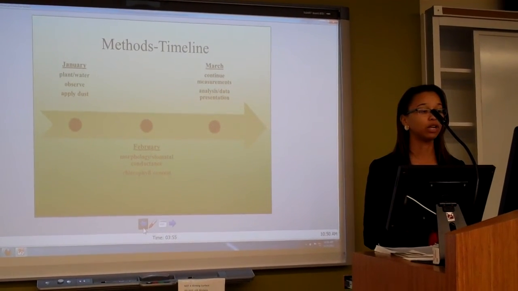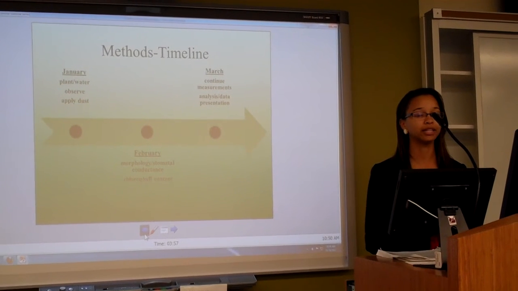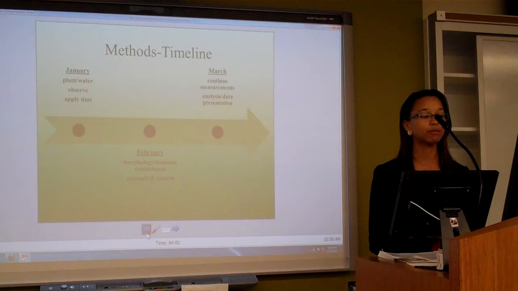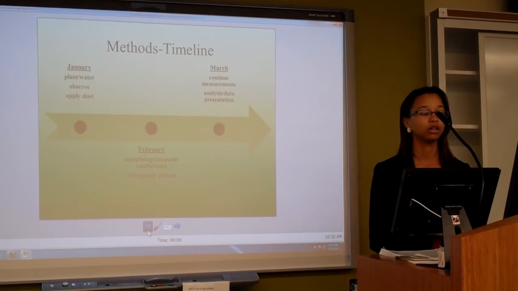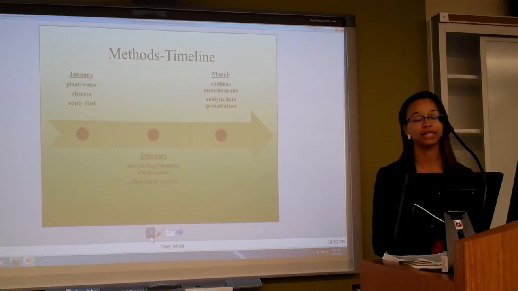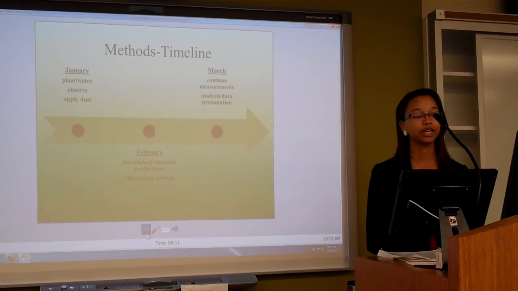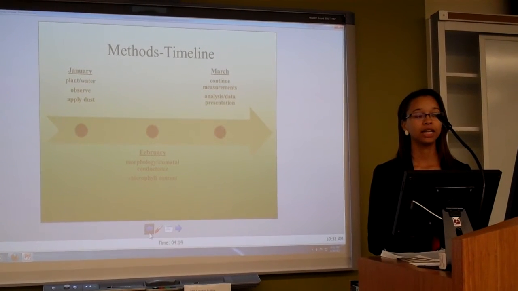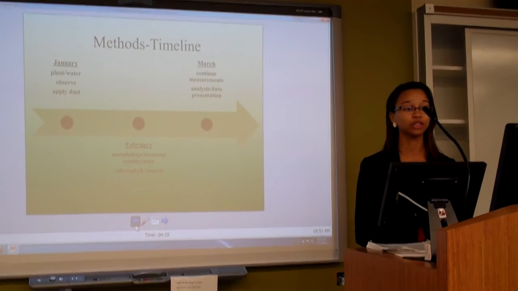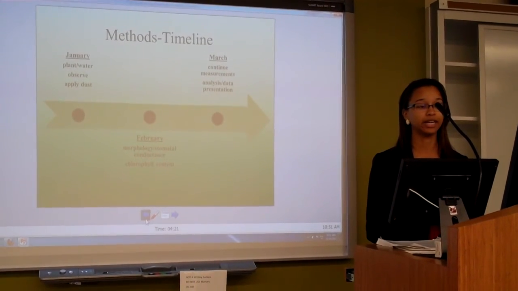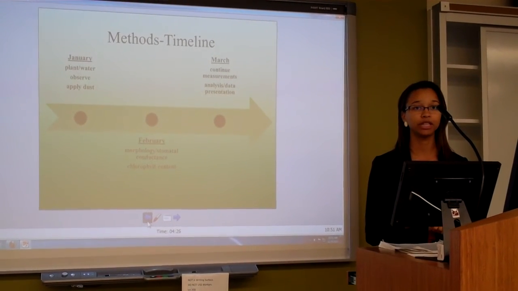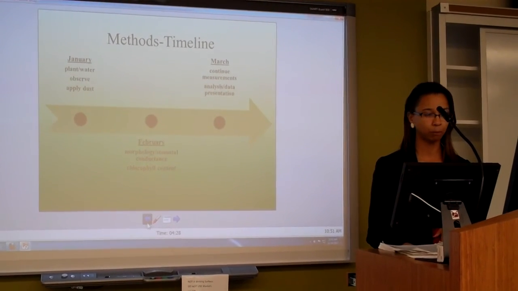In January, I will plant the seeds and start applying the dust when at least 2 leaves have emerged. In February, in the first week, I will note the morphology and start measuring the stomatal conductance. In the second week, I will start measuring the chlorophyll content. These measurements will continue throughout the weeks in March, and I will also analyze the data and start to put it in tables and be able to present it. This project should be completed by March 30th.